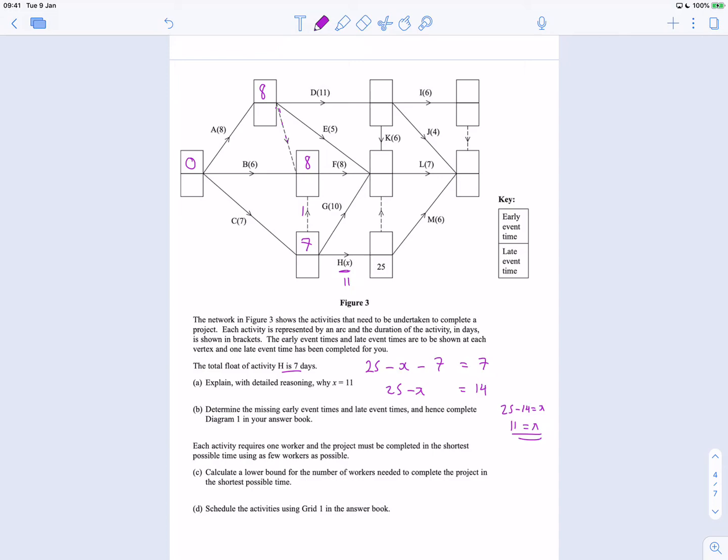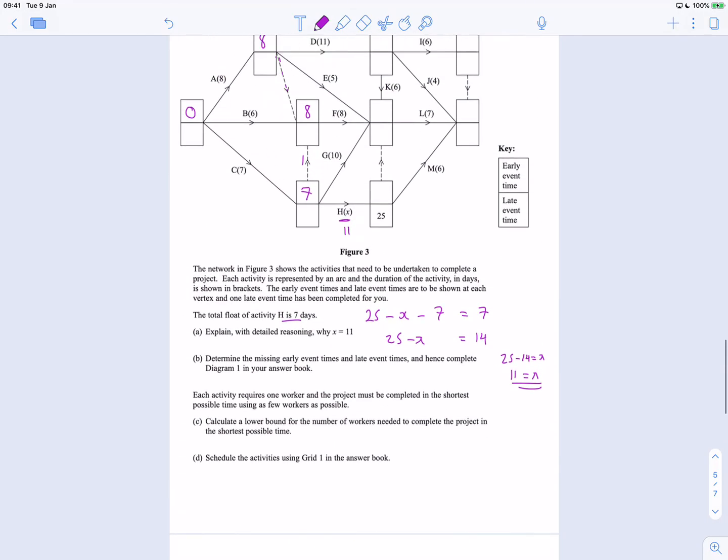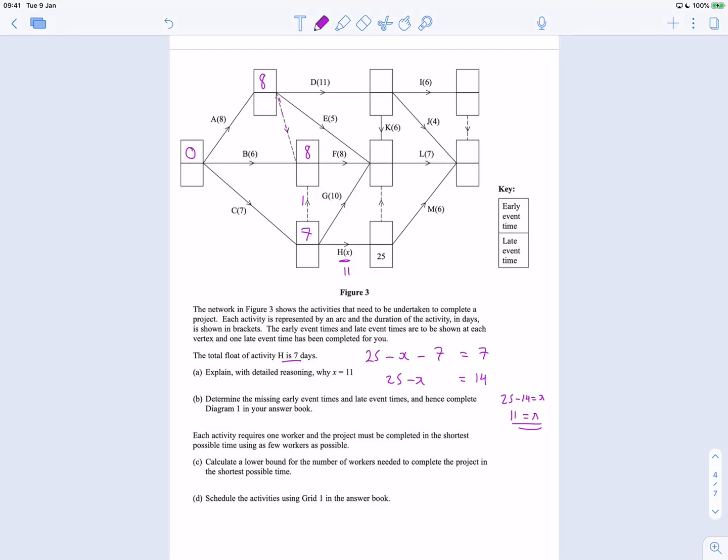Determine the missing early event times and the late event times, and hence complete the diagram in your answer book. Okay, well, there was also this stuff if you wanted to, but I'm just going to do it up here instead, actually thinking about it. So, the earliest I can be at this thing, because it only depends on that, is going to be 18. Now, let's think about what's happening in... Well, this is depending on this as well, so I need to go back a step. 8... That's 11. This box only depends on the 11, so the earliest I can be here is 19. Now 19 and 6 makes it 25.